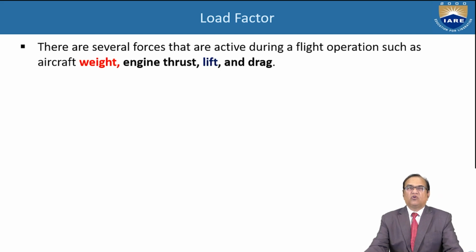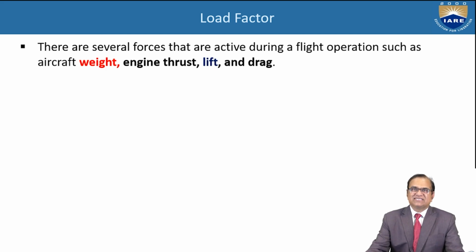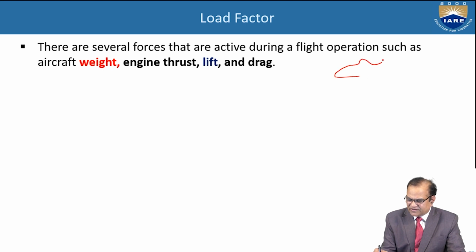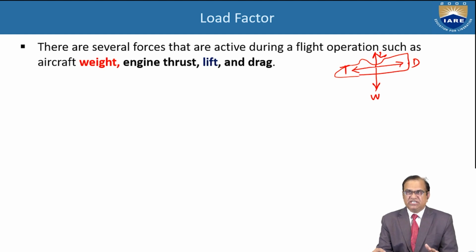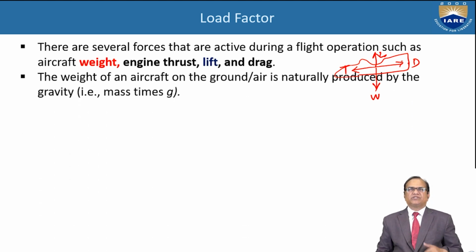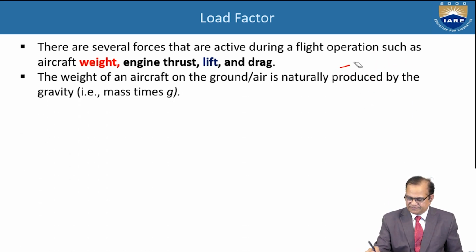Now I will discuss the load factor. There are several forces that are active during a flight operation, such as aircraft weight, engine thrust, lift and drag. So if you see a typical aircraft, weight will always be acting. To counter this weight, we need a force which is lift. To move this aircraft, we need a thrust, and there will be a drag. So a typical aircraft will have the 4 forces: the weight, the engine thrust T, the lift of the aircraft, and the drag of the aircraft. So these are the 4 forces which are acting on the aircraft.